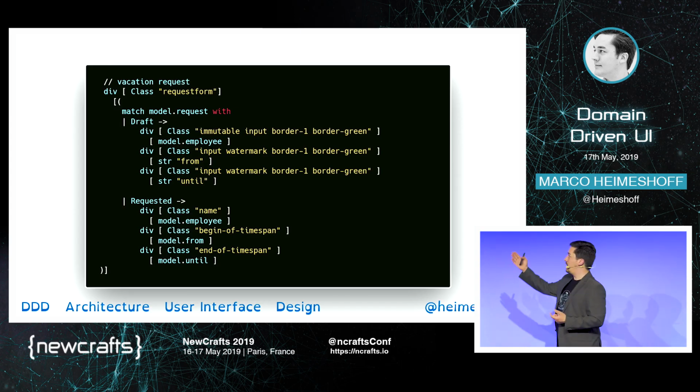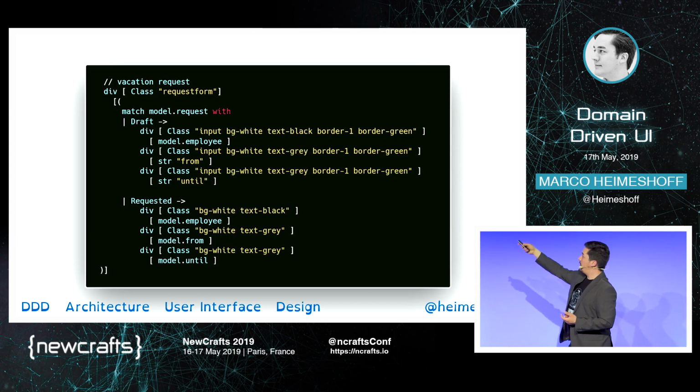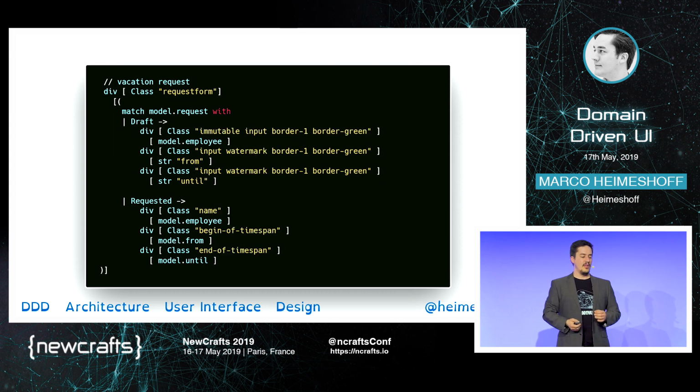The same goes for the requested. We had background text gray and text gray, so it's the same, right? But it's not. It's a different concept. The first one is a begin of time span, and the other one is an end of time span. At the moment, they look the same, but they are not the same context. They can change for different reasons. We can make them visually different, so we made it 2 different classes to represent what we actually mean.